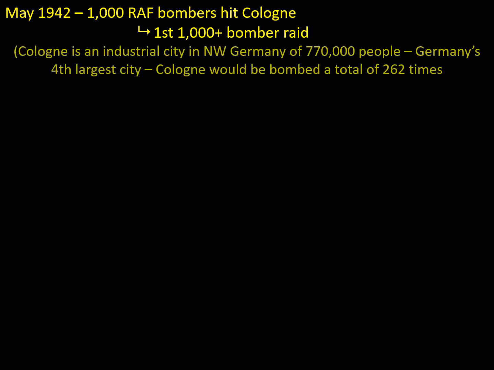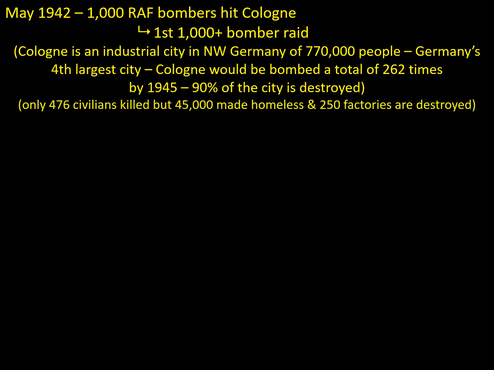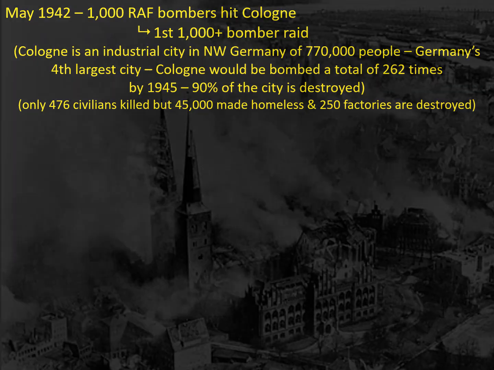Now, in May of 1942, 1,000 British bombers hit the German city of Cologne. This was the first of what they would call the 1,000 bomber raid. Now, Cologne is an industrial city in northwest Germany of about 770,000 people. Germany's 4th largest city. During the war, Cologne would be bombed a total of 262 times. By 1945, 90% of the city was destroyed. Only 476 civilians were killed, but 45,000 were made homeless, and 250 factories were destroyed.